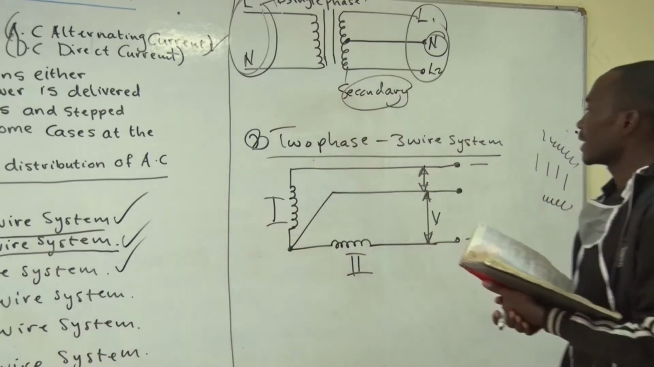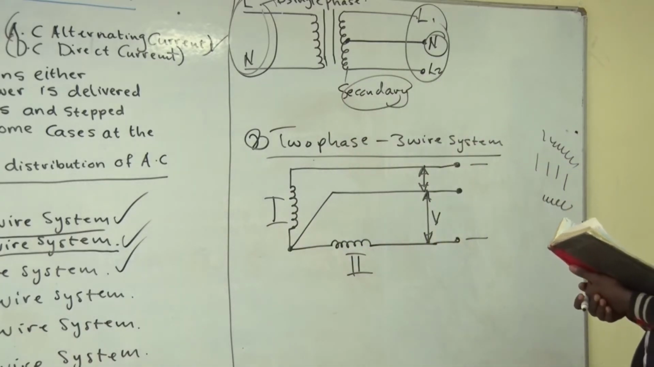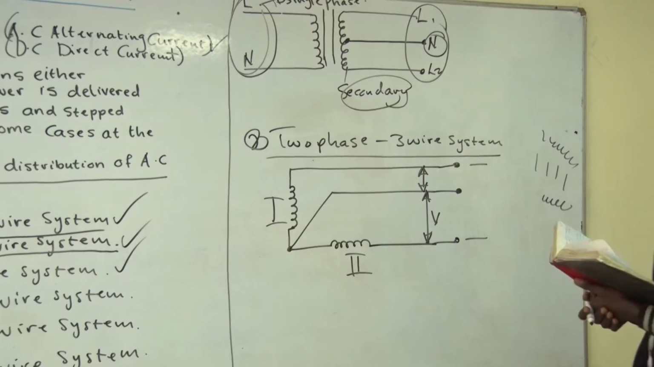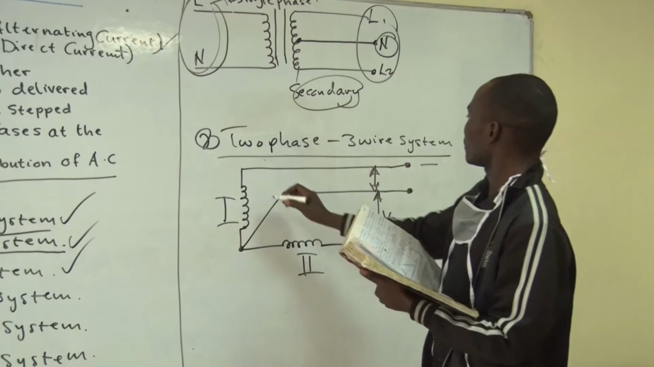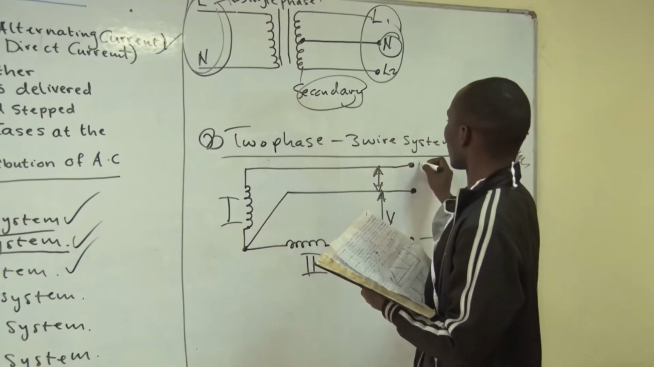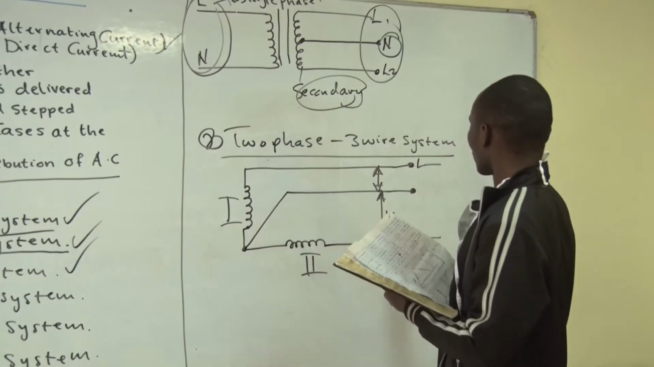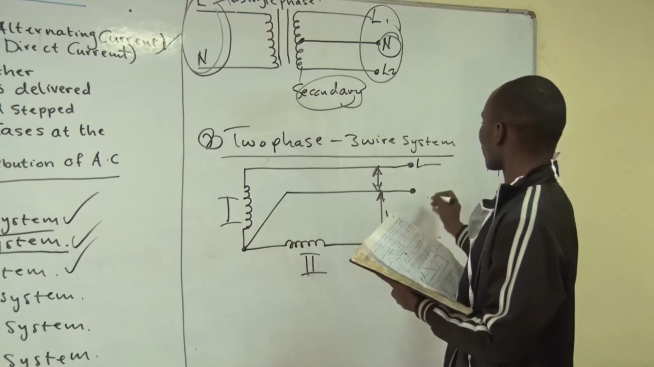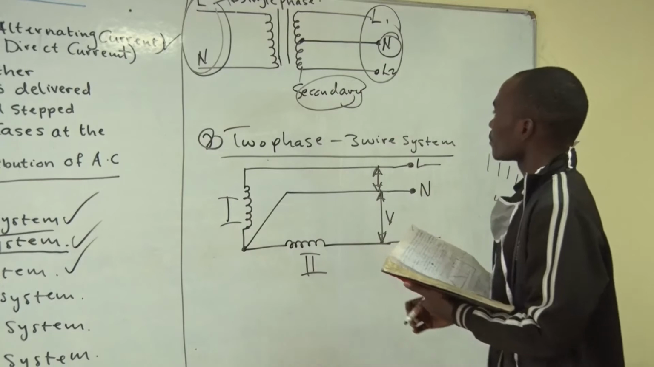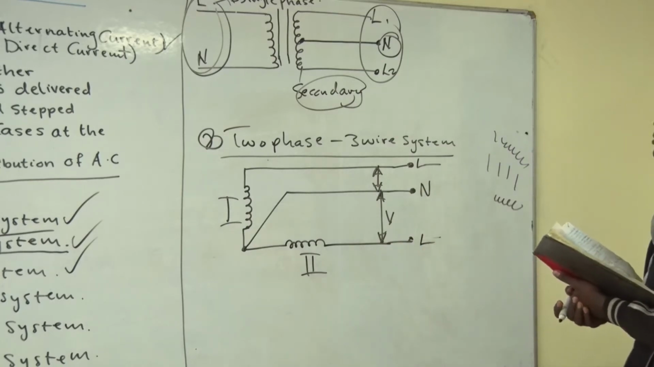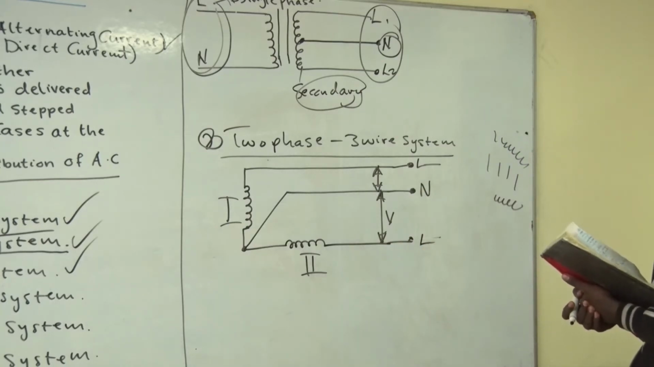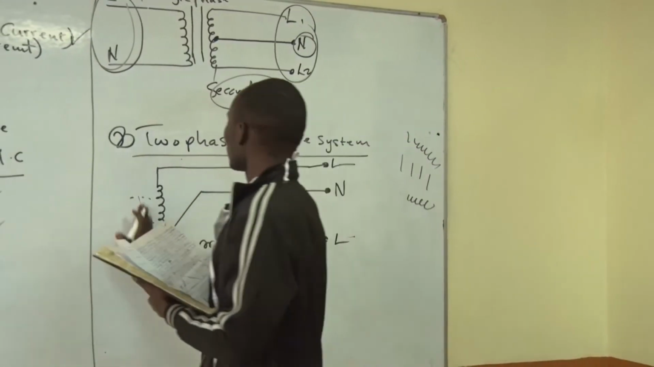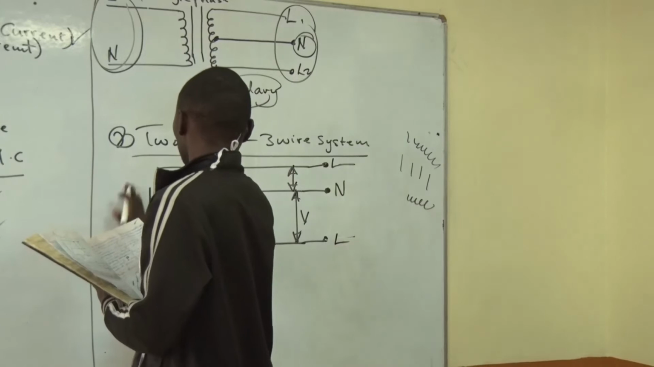So for instance, here we have got 2 transformers, and you can see that this transformer is producing a live, this other one is also producing a live, then at the center of the transformer is where we get our neutral. So for instance, if you have been told to draw the 2-phase 3-wire system, so when it comes to the 2-phase or 2-wire systems, let's complete this transformer.